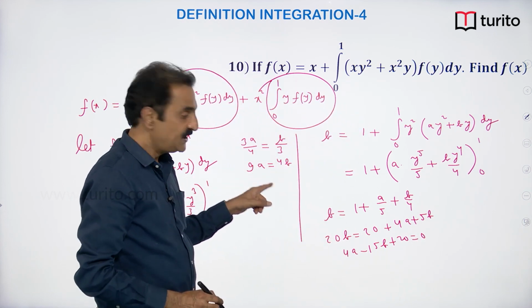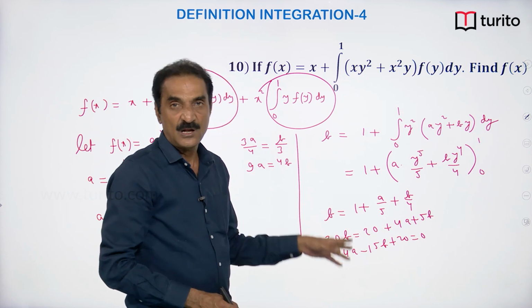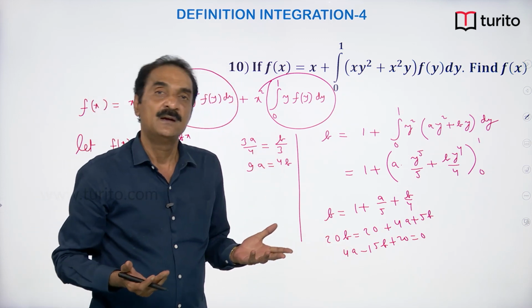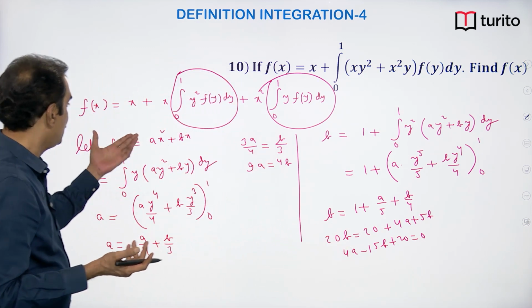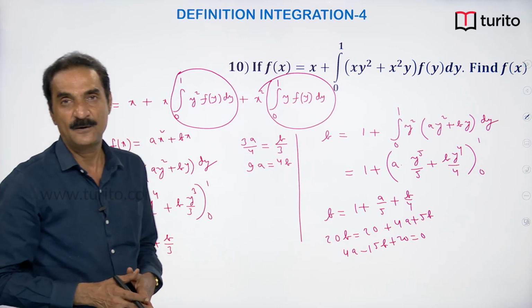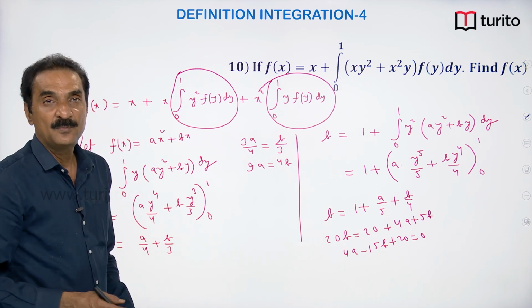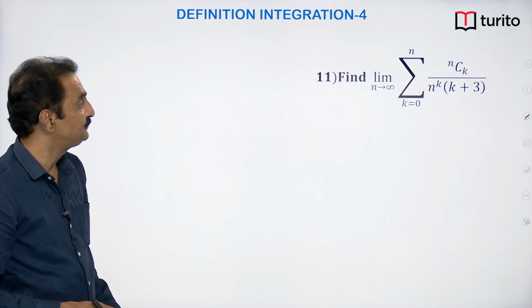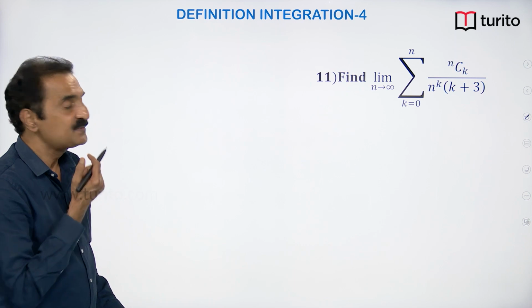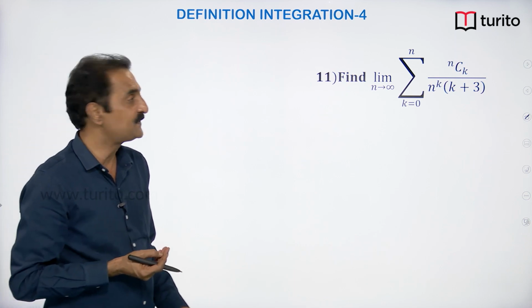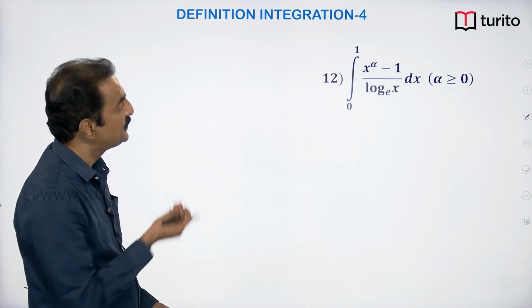You got one equation here, another equation here. Can't you solve these two equations and find a and b? After finding a and b, write the function f of x. Okay. You finish the calculation. We will move on to the next question. This is a bit long. We have only 2 minutes left. So if there is a simple question, we will solve.